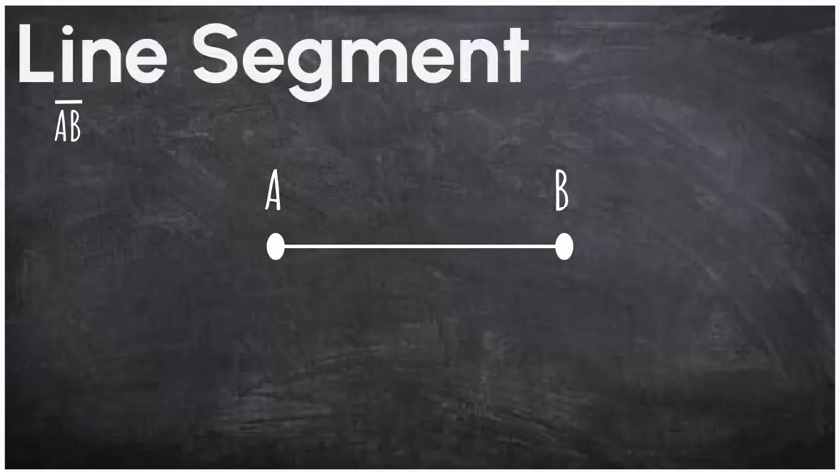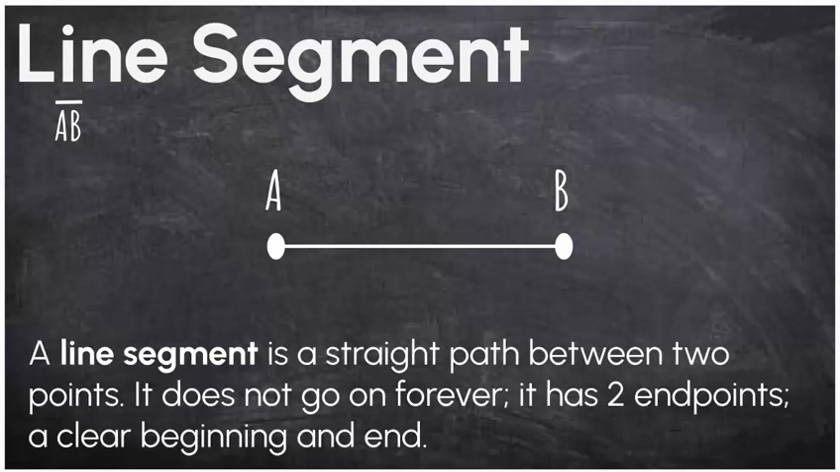This is a line segment. How would you define a line segment? A line segment is a straight path between 2 points. It does not go on forever. It has 2 endpoints, a clear beginning and end.